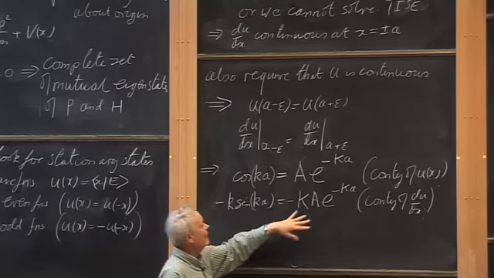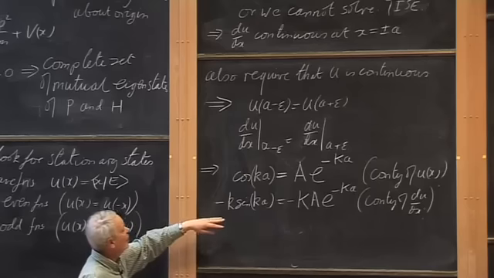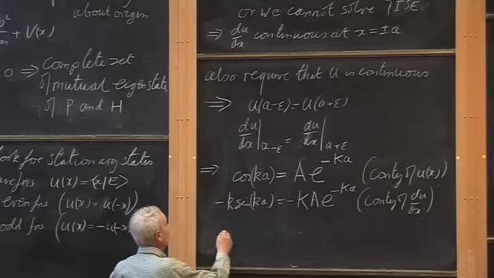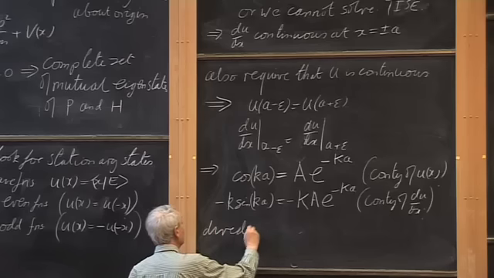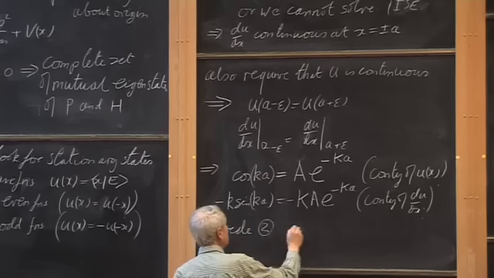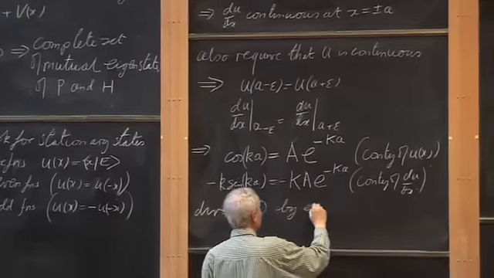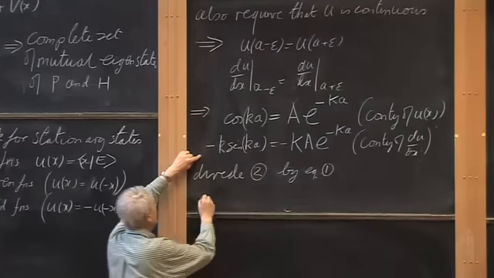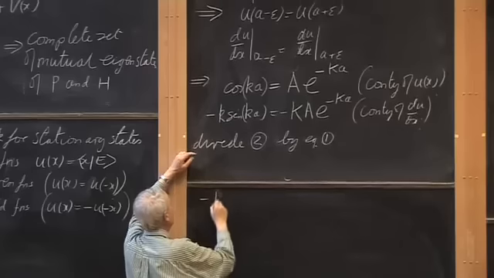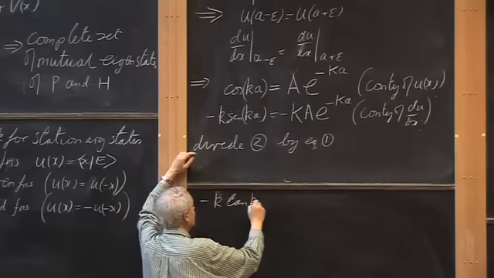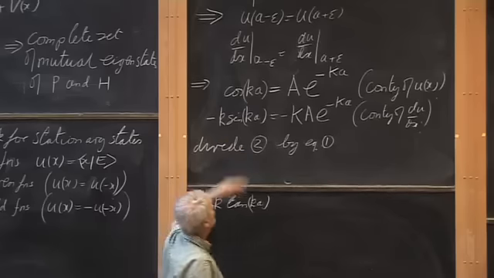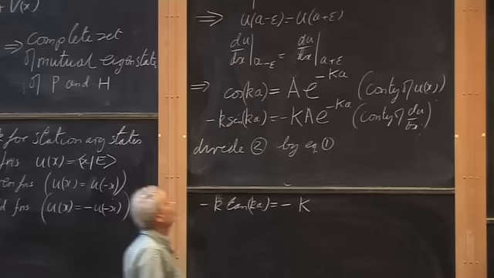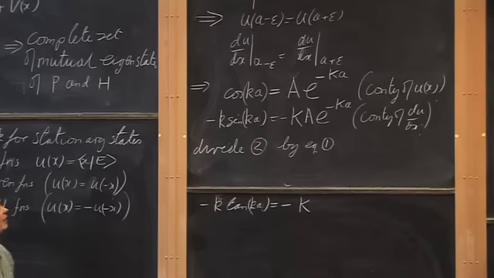Big A is of less interest. So let's get rid of big A by dividing this equation through by this equation. Then we will find, so we divide equation 2 basically by equation 1. And that leads to the conclusion that, let's do it down here, minus k tan ka, from sine over cosine, is equal to minus big K. Everything else goes because we have an A e to the minus Ka in both equations.